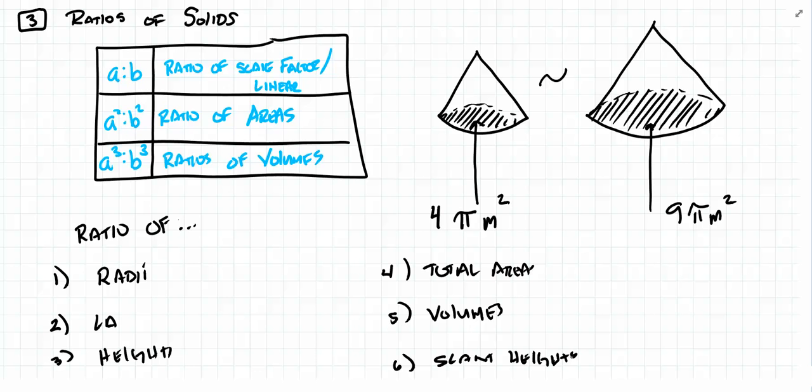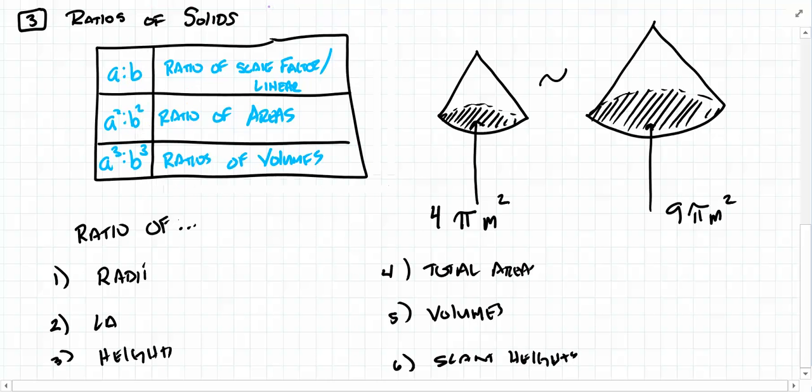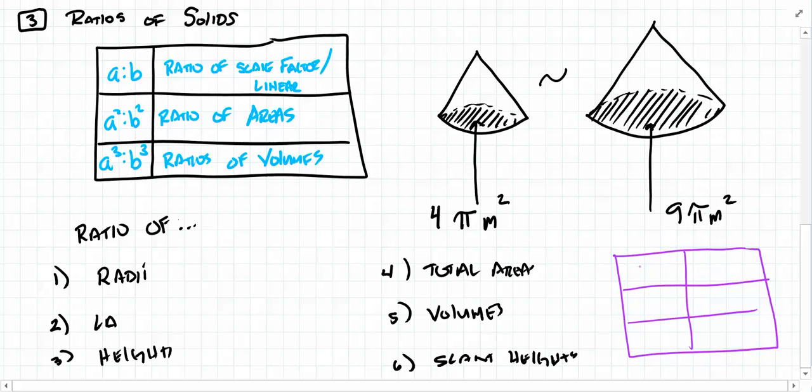So here's what we need to do. We need to create this chart. Before we start answering these questions, we've got to make this chart over here to the right. Here we go. This is going to be my a to b. This is going to be my a squared to b squared. And this is going to be my a cubed to b cubed.